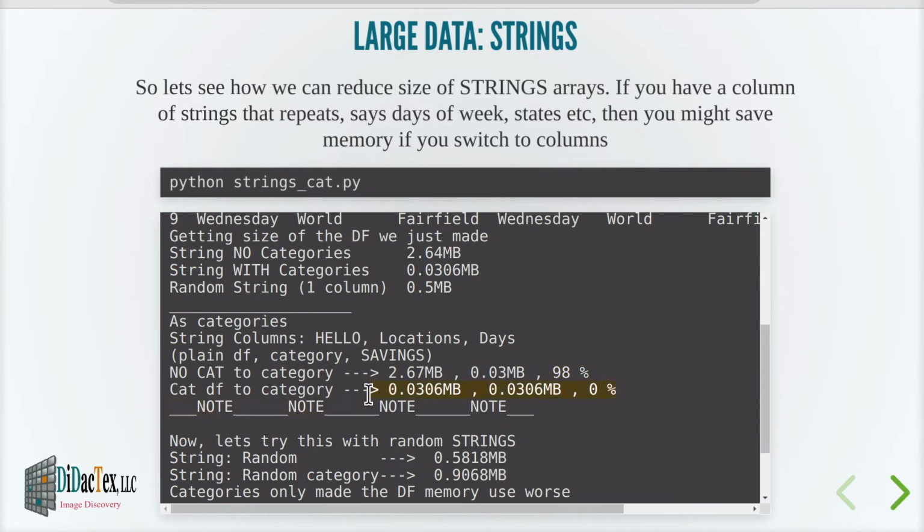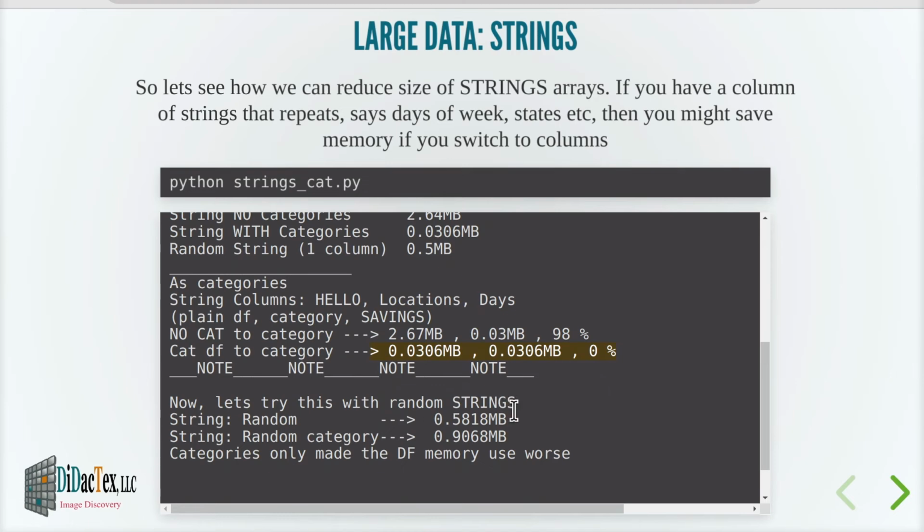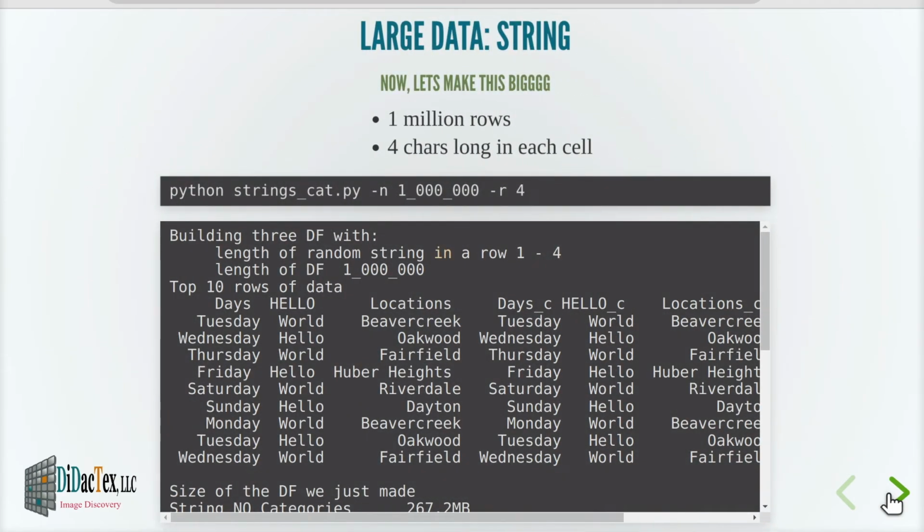The second, if I set a category to be a category, there's no change in memory because it's already a category, so there's no overhead there. And that last column of the 4 random characters, if I change that to be a category, it doubles the size of that. It makes it worse.